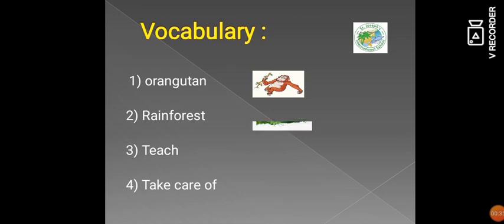Number 2, rainforest. Rainforest. And in the last unit, unit 5, we have taken rainforest but in another word, which is woods. We have taken it as woods, but here it's a rainforest. And I have said before that they are the same word, they have the same meaning. So, number 1, orangutan, and the orangutan always lives in the rainforest.